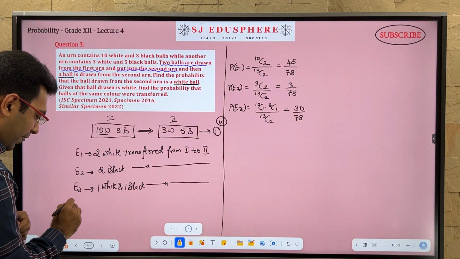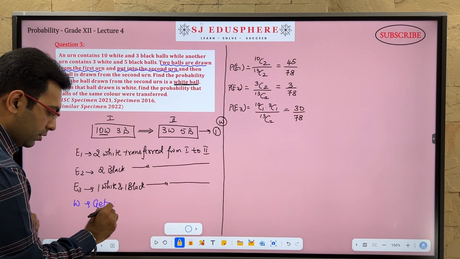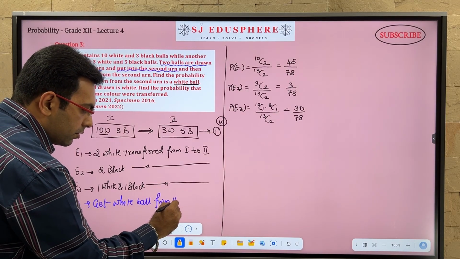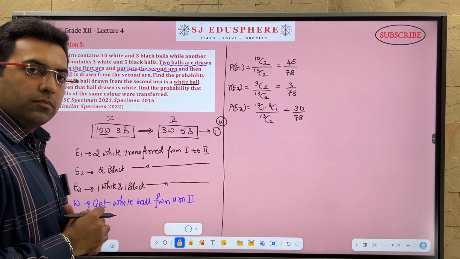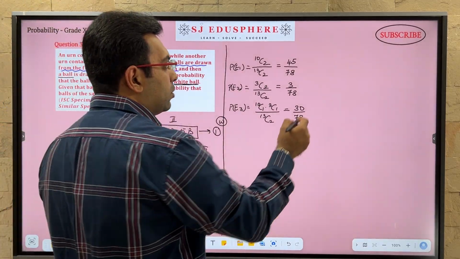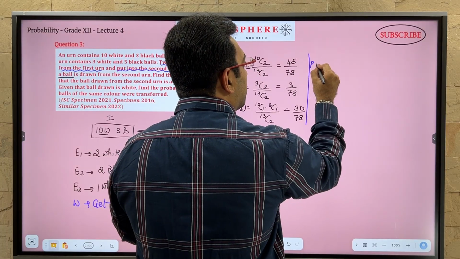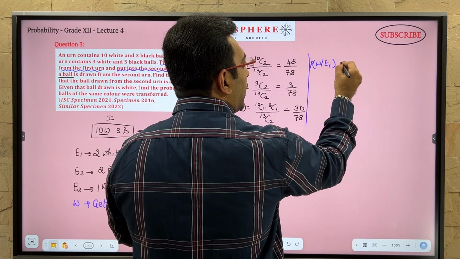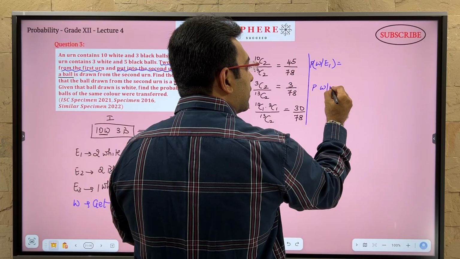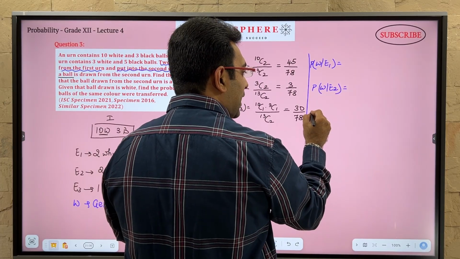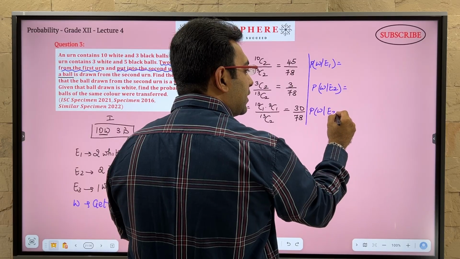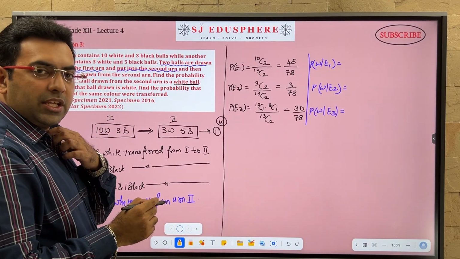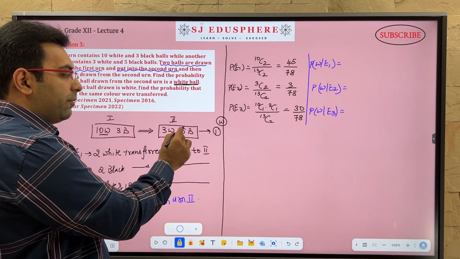So I am defining W, get white ball from urn 2. Okay. So if I say over here probability white, given that you transferred both white, probability white, given that you transferred both black, probability white, given that you transferred one white, one black. Now note, your composition of the bag has changed. Your second bag was 3 white and 5 black.